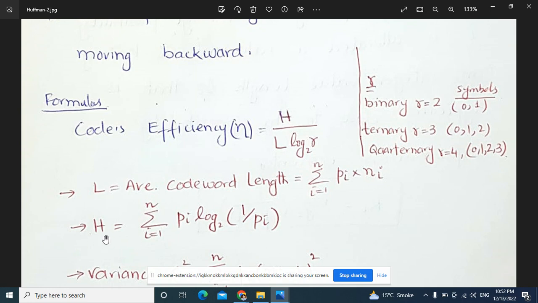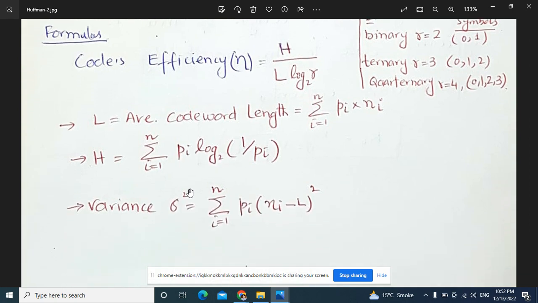So H, we know already the formula of H, that is equal to the summation from i equals 1 to n of the probability multiplied by the information. And the variance is equal to the summation from i equals 1 to n of the probability multiplied by the number of bits minus the average code word length, where the number of bits is for i in a particular code word.